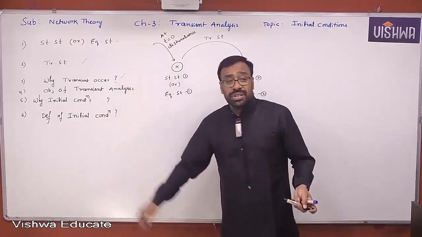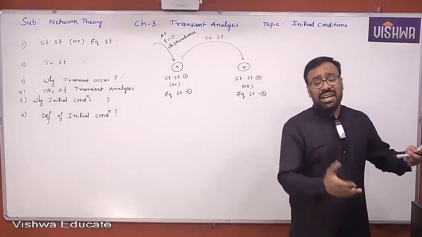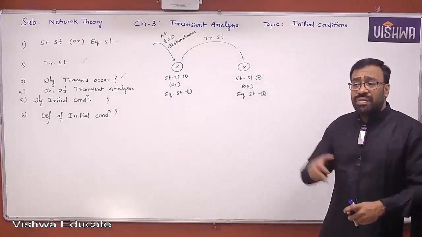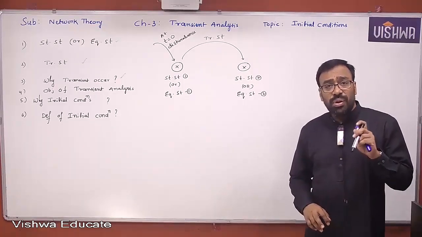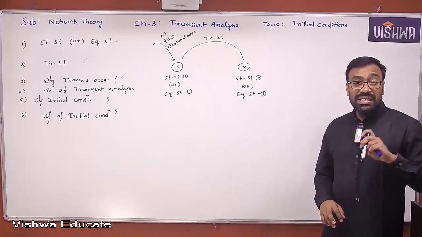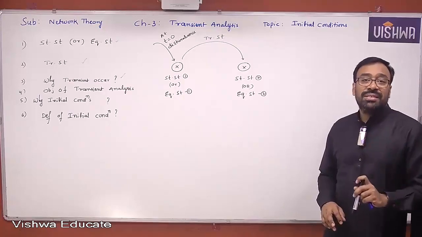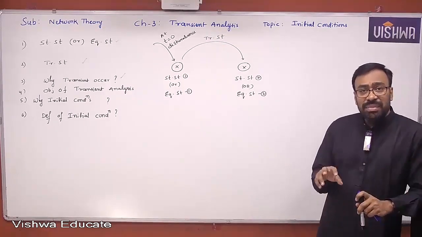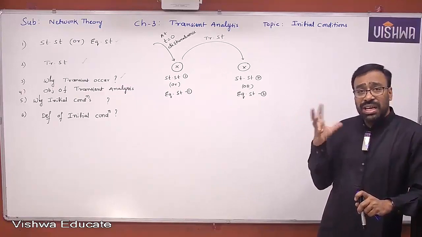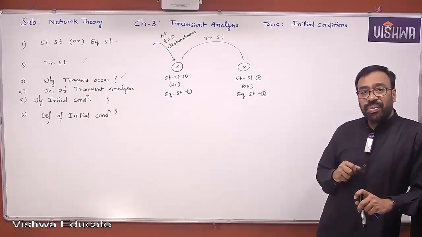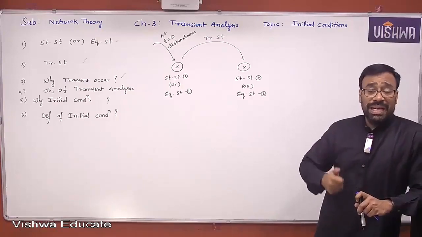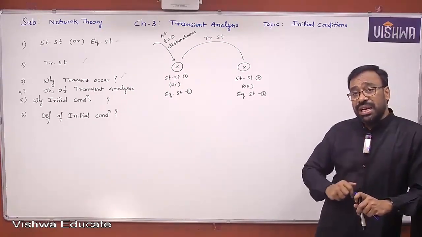You may ask me a question: sir, when the transients are occurring because of the inductor and capacitor, why can't we avoid those elements? But is it really possible to avoid them? Can you visualize or realize any physical system without inductor and capacitor? Without mass and spring element, is it possible to realize any mechanical system?